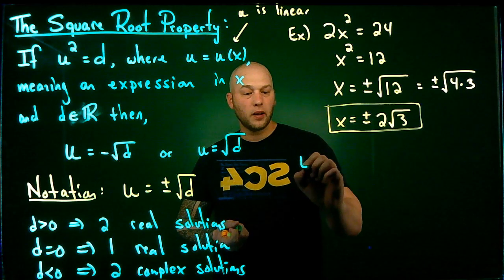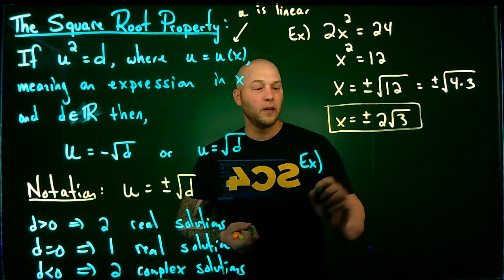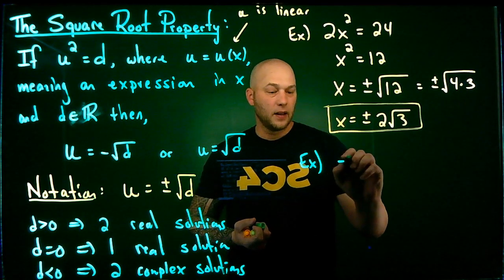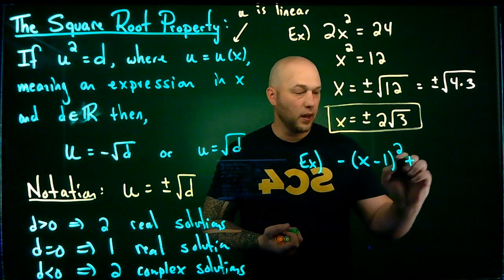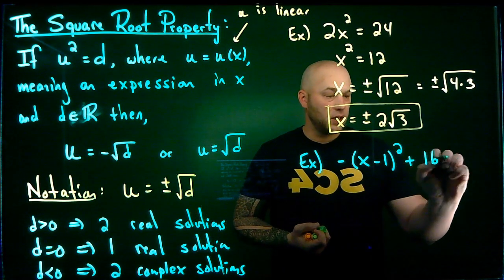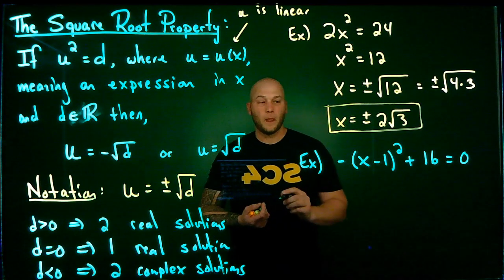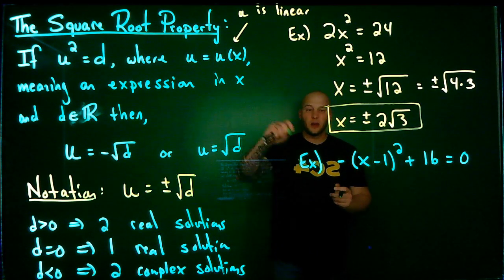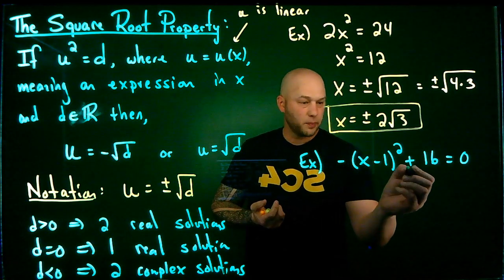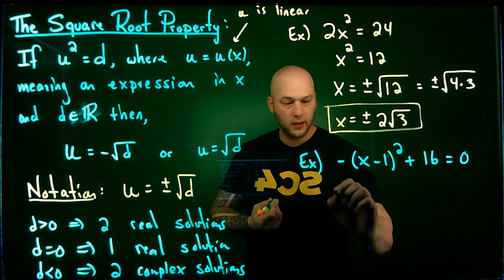All right, let's look at another couple of examples. Let's say I give you negative x minus 1 squared plus 16 equals 0. Once again, I want to manipulate this so I can get it in the correct form. I can start by subtracting 16 from both sides.